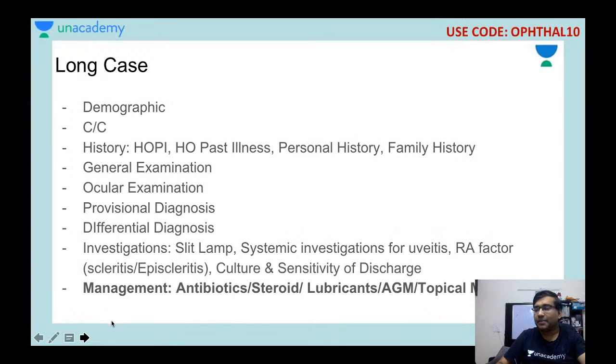Okay, and what is the management? In the management, what you have to see is that if there is only conjunctivitis, you can put topical antibiotics and lubricants. If there is uveitis, you would use steroids also. If the patient is having glaucoma, you would use anti-glaucoma medication. If the patient is having ocular surface squamous neoplasia, you can use topical mitomycin C also. So that is how you would do the management of a patient of red eye depending upon your diagnosis there.